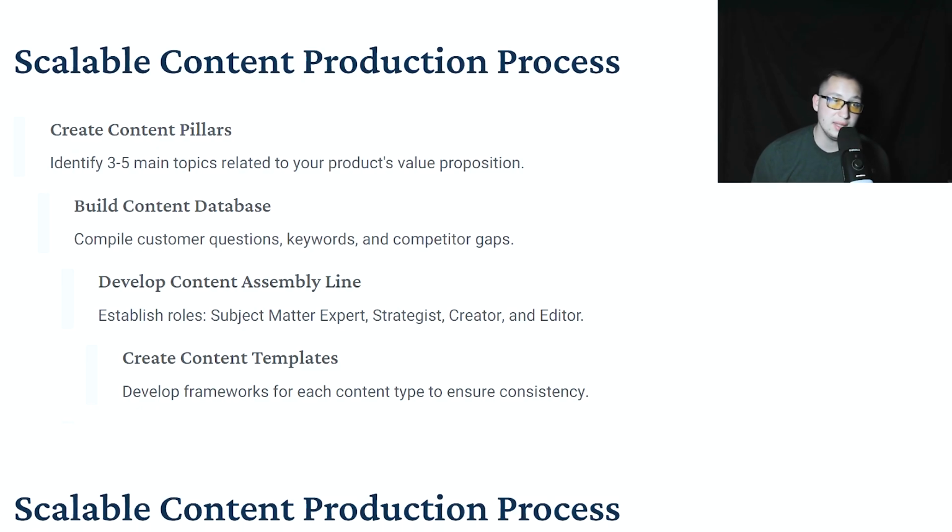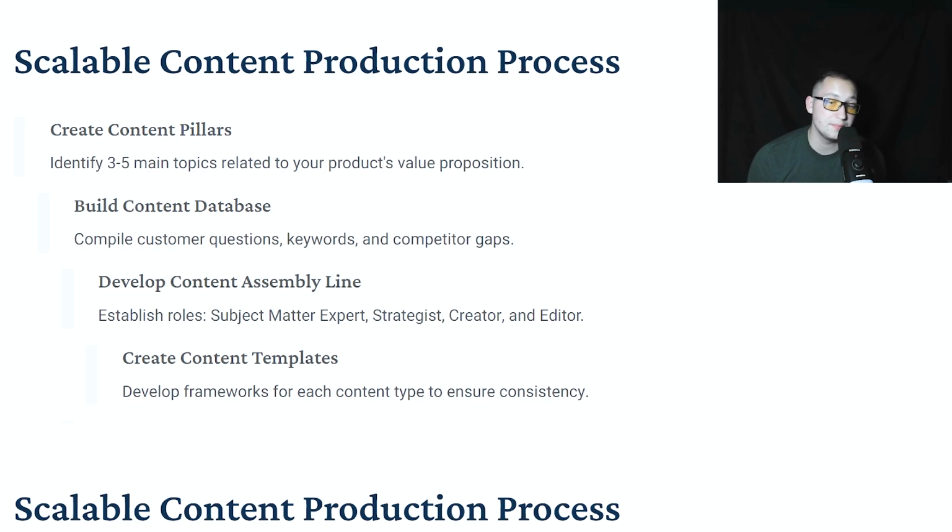First, we create your content pillars. I identify 3 to 5 main topics that directly relate to your product's value proposition. These become your content pillars. For number 2, what we do here is we build your content database. For each pillar, create a specific spreadsheet: customer questions from sales calls, support tickets, Reddit, Quora, keywords with decent search volume but obviously low competition, and competitor content gaps that we can exploit. After that, we'll develop your content assembly line, and this is pretty much where all the magic happens.